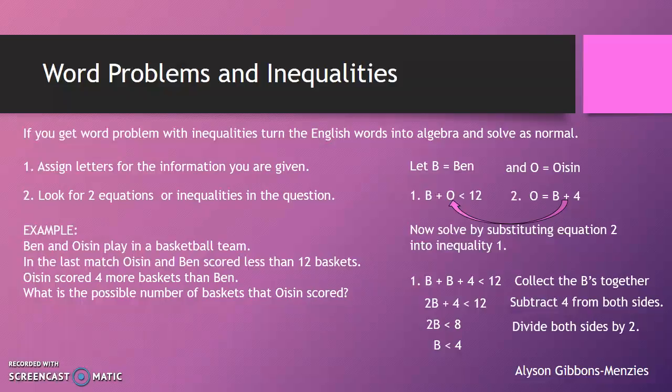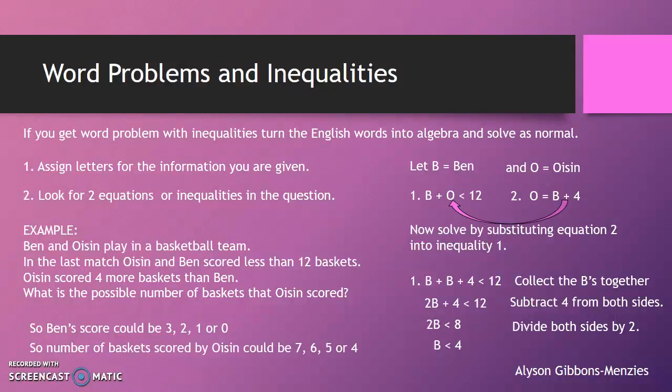So Ben, the score for Ben is less than 4. So it could be 3, 2, 1 or 0, but not 4. Now remember that Oisin scored 4 more baskets than Ben. So if Ben scored 3, the number of baskets scored by Oisin would be 3 plus 4, which is 7.